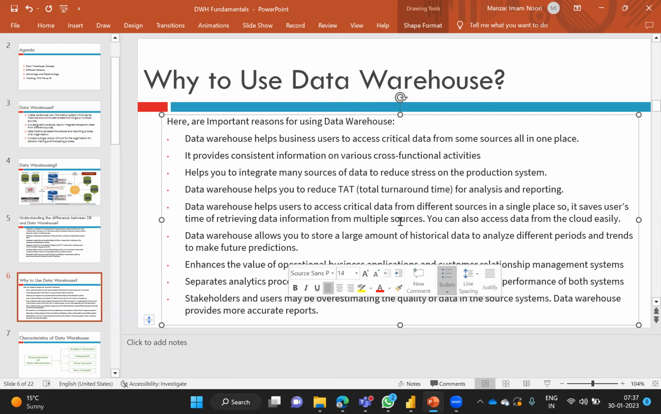Here, access critical data from different sources. We have already seen, right? It saves users time retrieving data, information from multiple sources. You can also access data from the cloud easily, right? So these are various benefits or uses of that.